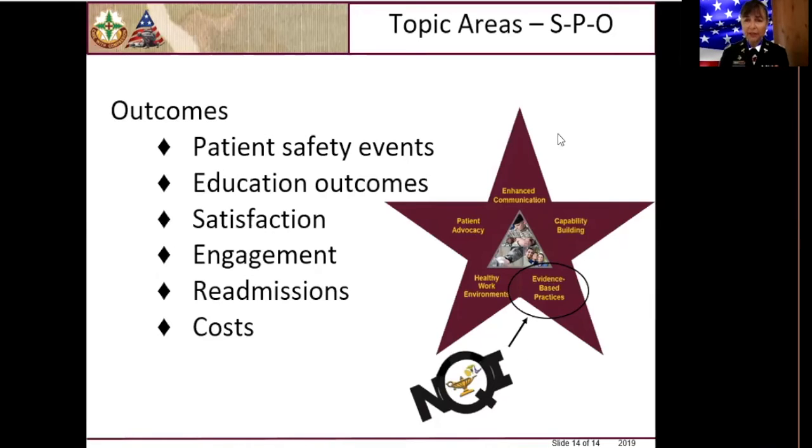So looking at this slide, this star actually represents the Army's professional practice model for nurses. And you can see one of the stars, one of the limbs, is evidence-based practice. Again, if you are performing best practices, you have to be able to measure what you're doing and say, yes, we are doing this because we have X, Y, and Z outcomes.